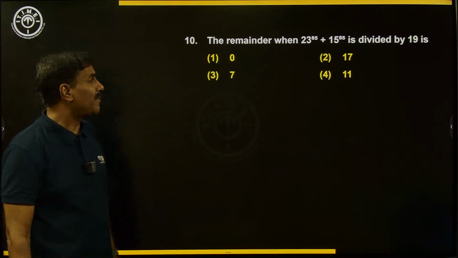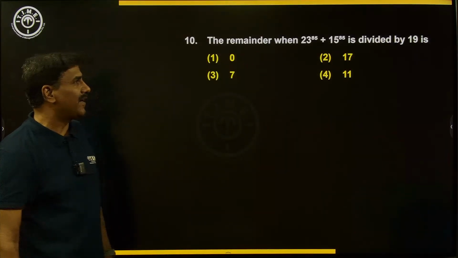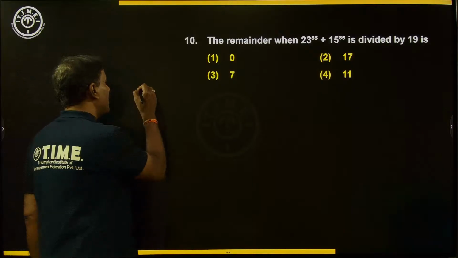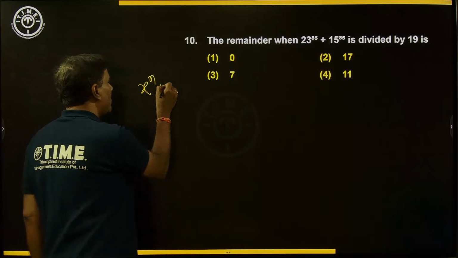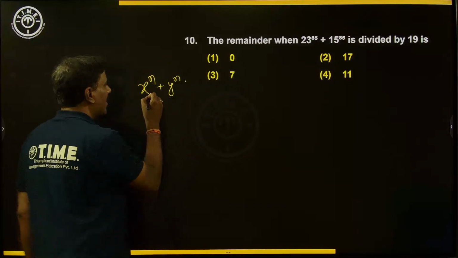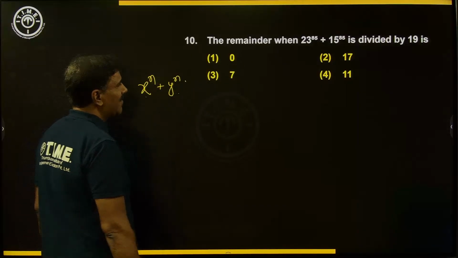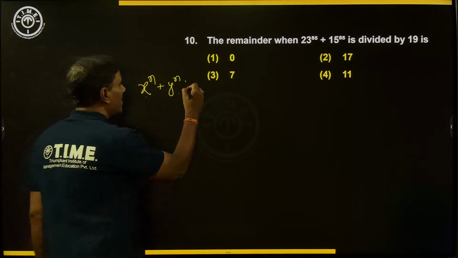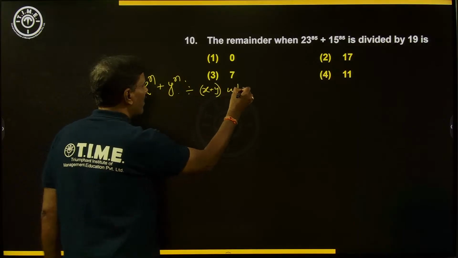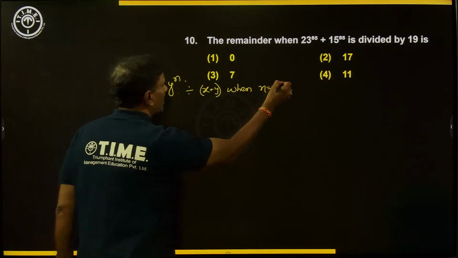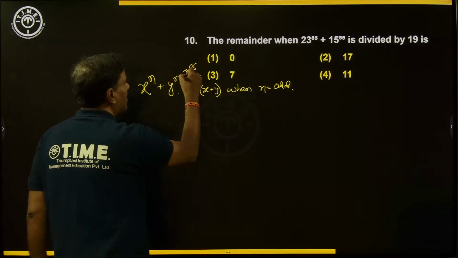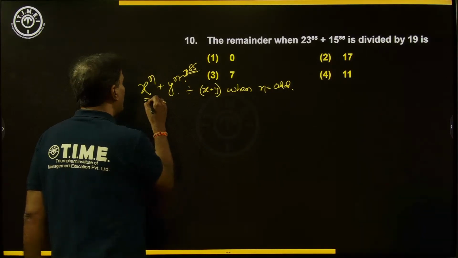The remainder when 23 power 85 plus 15 power 85 is divided by 19 is. And this, if you are observing carefully, is in the form of x power n plus y power n, where n is 85 here. X and y are basically the integers that we are having. X power n plus y power n is divisible by x plus y. There is a rule for this one. When n is odd. Here what do we have for n? n is given as 85.